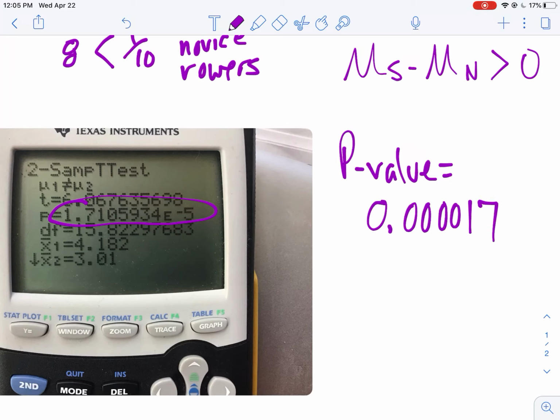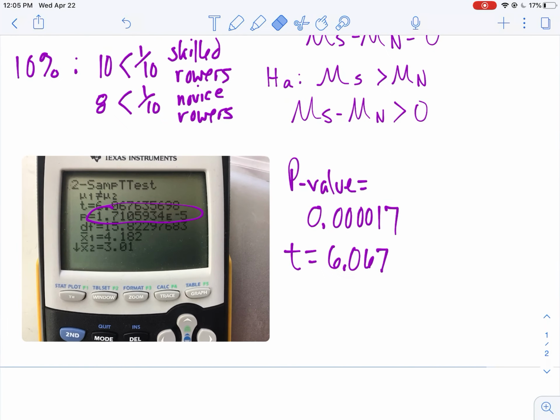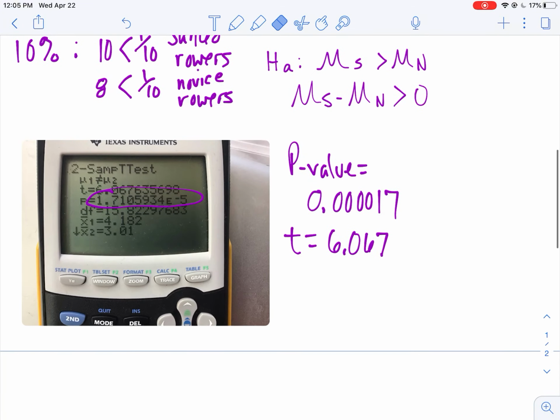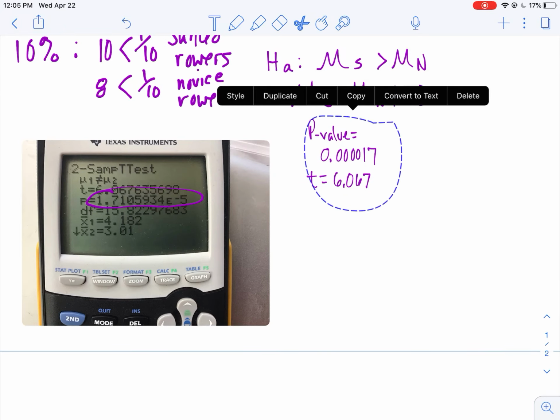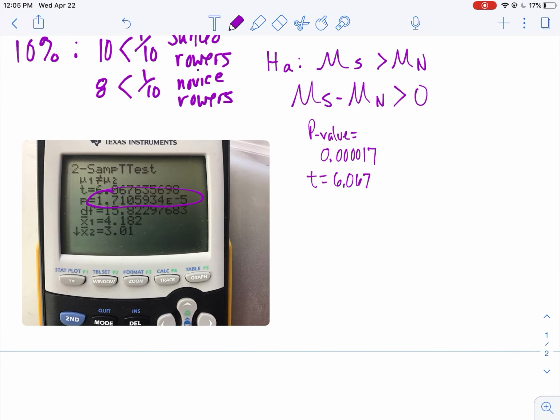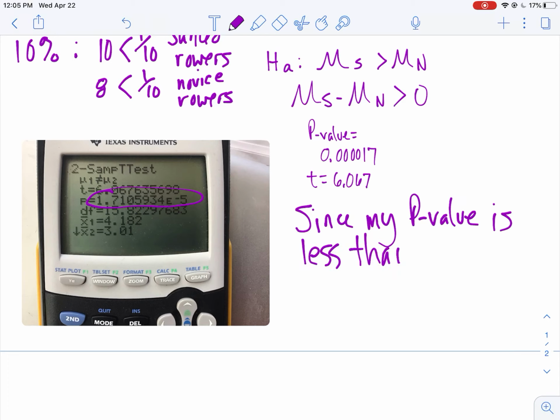I'm also going to write my t-statistic, which is 6.0678, somewhere in that ballpark. That tells me it's about 6 standard deviations away from what I'd expect. That's a really low p-value. Since I have a low p-value, I reject my null hypothesis, which means I accept my alternate. So, since my p-value is less than my significance level, which I'm assuming is 0.05 unless they tell me otherwise, I reject the null.